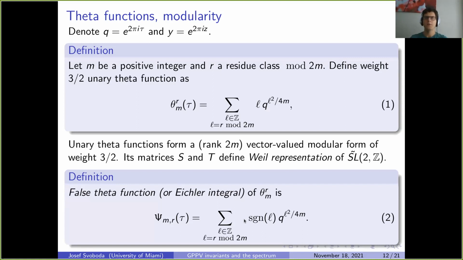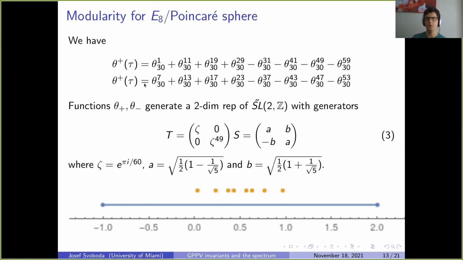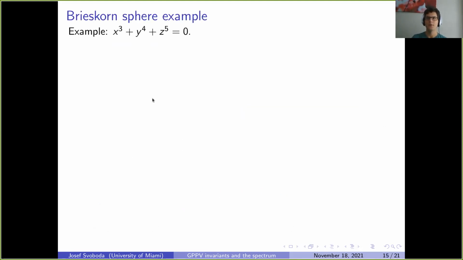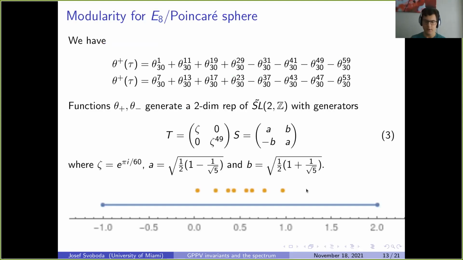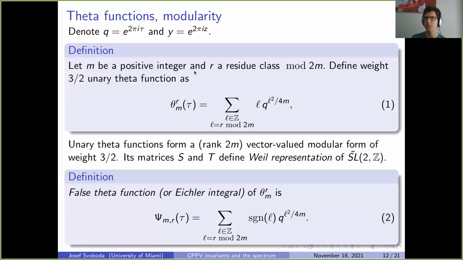In this Poincare sphere example, briefly, we can write this theta plus as this combination. We have these numbers here from the spectrum, and the matrices are written here. So we have two very explicit matrices, which give the behavior of these theta functions. There should be a minus here when we do the modularity transformation. Now there are many questions. One question is, can we generalize this to other three-manifolds?